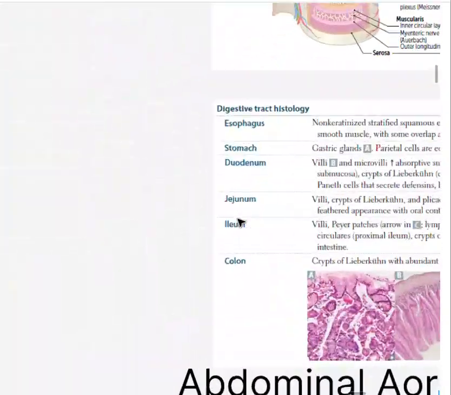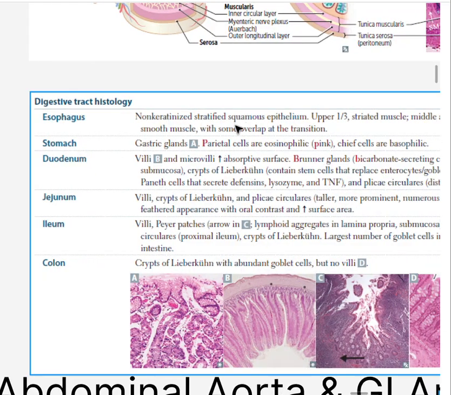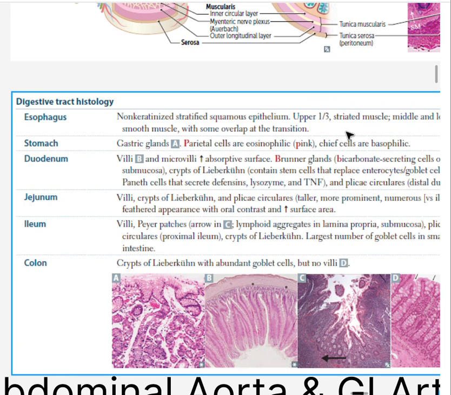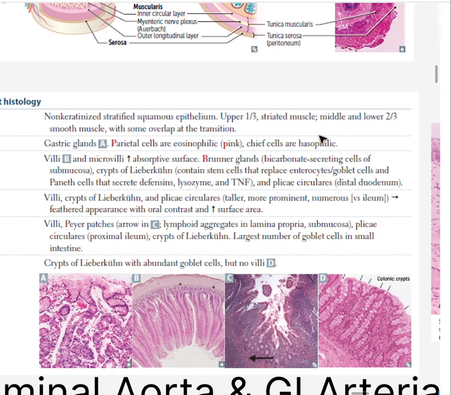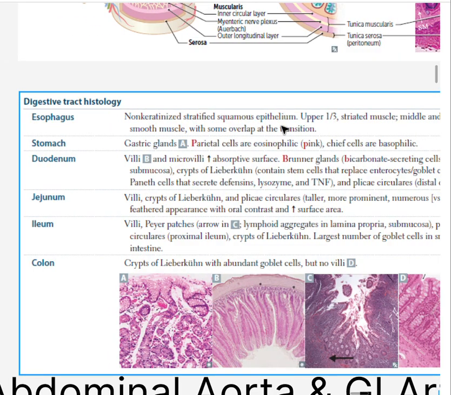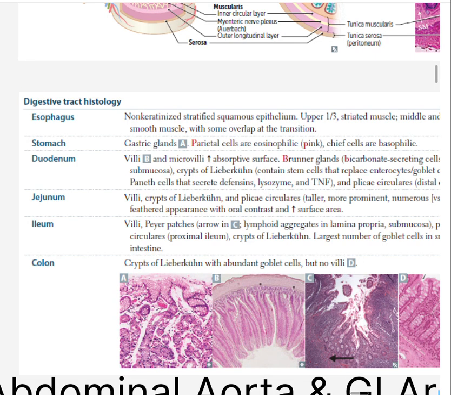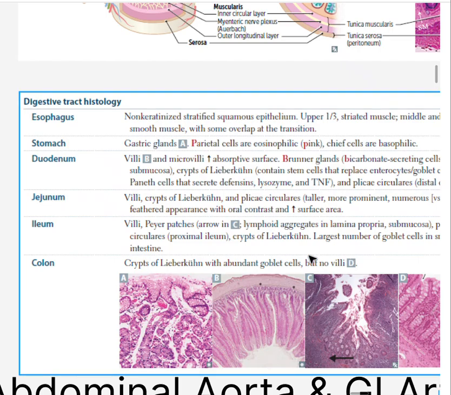Let's just revise it. So the esophagus was non-keratinized stratified squamous. The upper one third was skeletal muscle or striated muscle. The middle and lower was smooth muscle with some overlap in the middle one. The stomach had gastric glands, parietal cells, and chief cells. The parietal cells are eosinophilic, they were pink, and the chief cells were basophilic, right? Isn't that what we just covered? Also, something about the stomach. What were the parietal cells doing? Does anyone remember? Large eosinophilic pink ones, and they were secreting acid and intrinsic factor. The chief cells, on the other hand, were blue, and they were secreting pepsinogen.